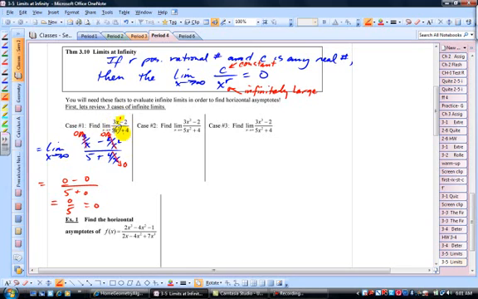If this was an actual function, we would say it has a horizontal asymptote, and its name is y equals 0. It happens to be the x-axis. That's when the degree of the numerator is less than the degree of the denominator. That's case 1. Now case 2, degrees are equal.